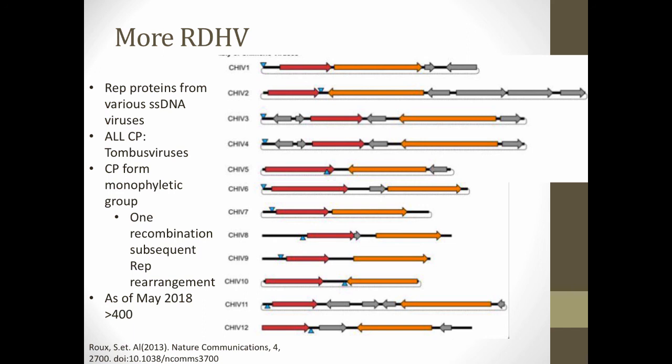And so what this suggests is that you likely had one instance, if we're operating under the assumption that somehow a DNA virus acquired an RNA sequence, you likely had one instance of recombination between an RNA and DNA virus, one capsid protein acquisition event, followed by subsequent rearrangement of these rep proteins.